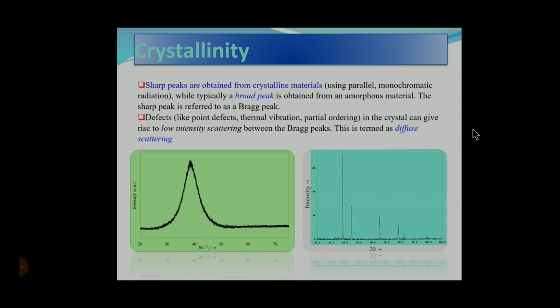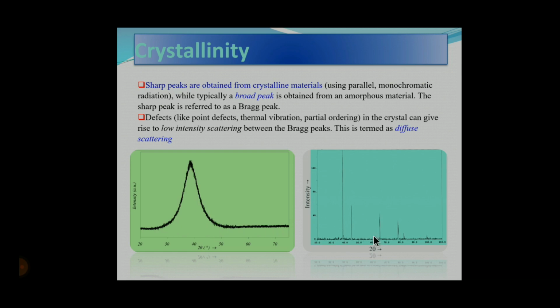Next, discussing the applications of XRD. XRD can be used for finding out the crystallinity of a material. As you can compare these two images, the first image represents an amorphous material, while the second one represents a crystalline structure. The difference is very obvious: amorphous will not have a proper peak. It will have disturbances like structures throughout the spectra with some ups and downs.